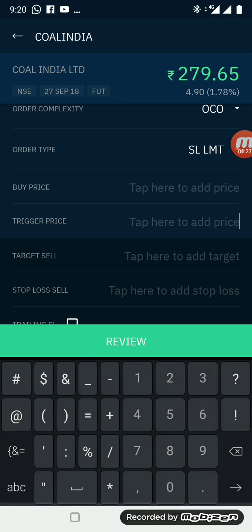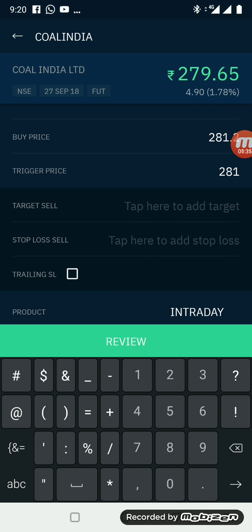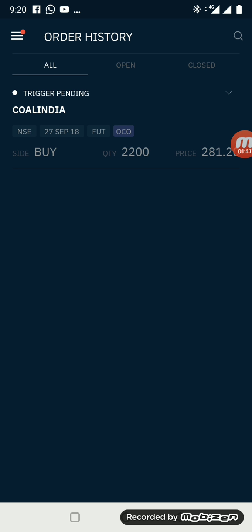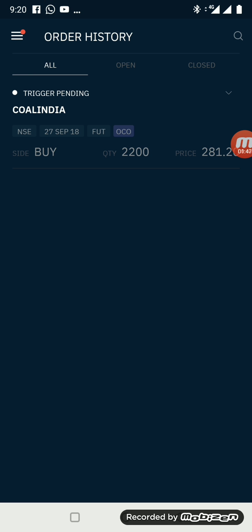Okay, so let me also place a trade for myself. It is a 281 trigger. You can see that I have placed an OCO order. It's nothing but a bracket order, and always keep the stop loss as a limit price. Okay, target and stop loss is 0.9. So you can see that the trigger is pending. Two things which you have to do, be very careful. One is place a stop loss limit order in a bracket order.